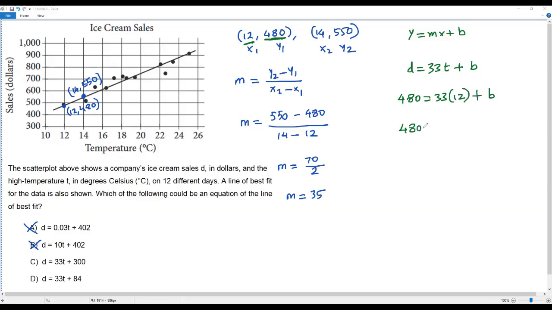So we have 480 equals, on the right side, if I multiply 33 and 12, I'm getting 396 plus b. To solve for b, I subtract 396 from both sides. When I do so, 396 and negative 396 will cancel out. When I subtract 396 from 480, I'm getting positive 84 equals b. I got the y-intercept 84, the vertical intercept. I find the vertical intercept 84 in option D. So we can reject option C. So the equation of the line of best fit is D equals 33T plus 84. So the correct answer choice for this question is option D.